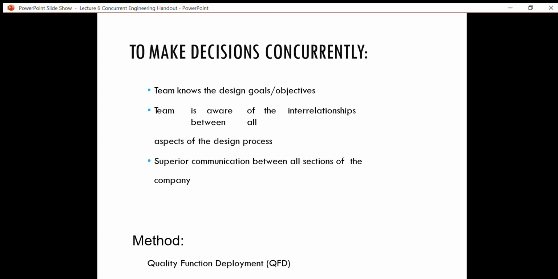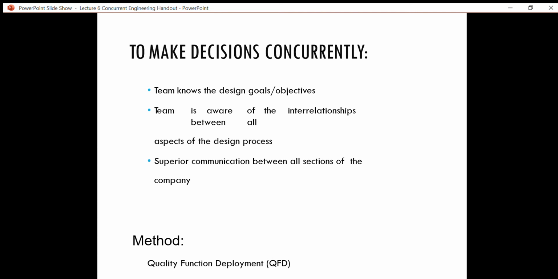To make decisions concurrently, the team knows the design goal and objective. Normally when we form the group, the design section, we will brief all team members on the design goal and objective, and then they are aware of the interrelation between all aspects of the design process, and there is superior communication between all sections of the company, because they involve team members from different departments.